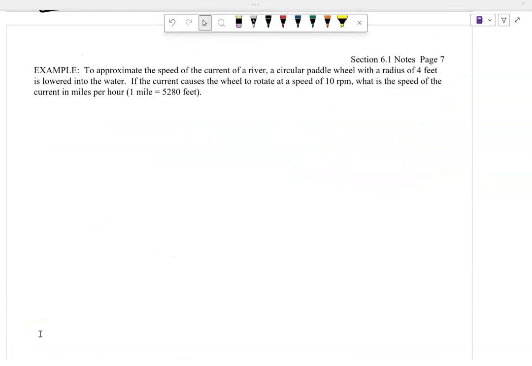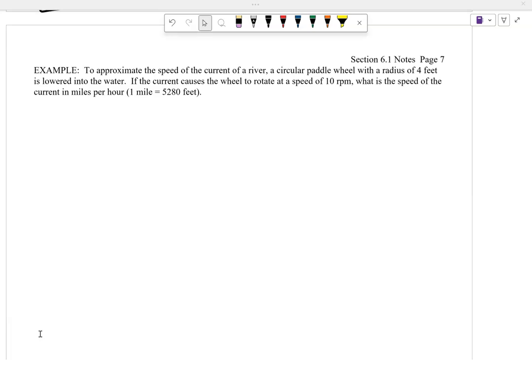To approximate the speed of the current of a river, a circular paddle wheel with a radius of 4 feet is lowered into the water. If the current causes the wheel to rotate at a speed of 10 revolutions per minute. Okay, so that's key there. They're giving us how much it's being swept out at, revolutions per minute. What's the speed of the current in miles per hour? So water moving, that's a linear speed.